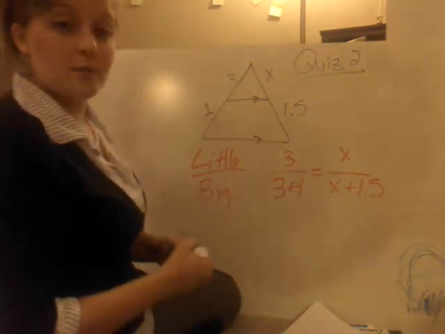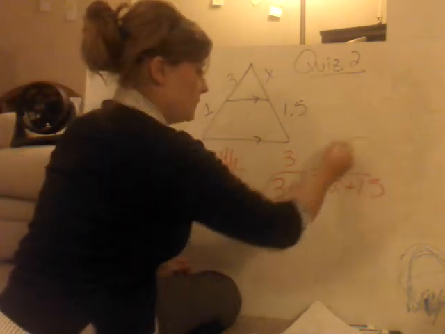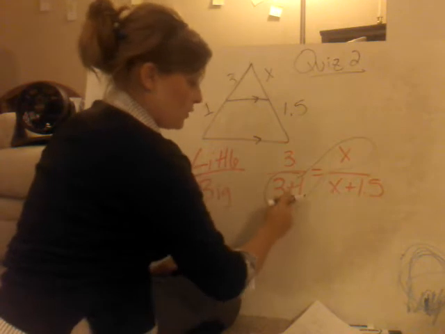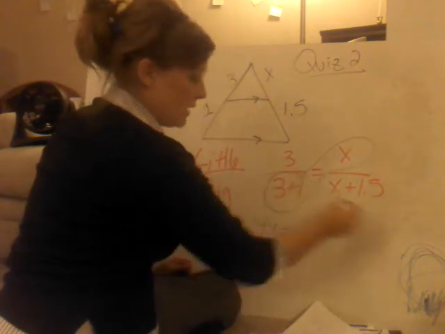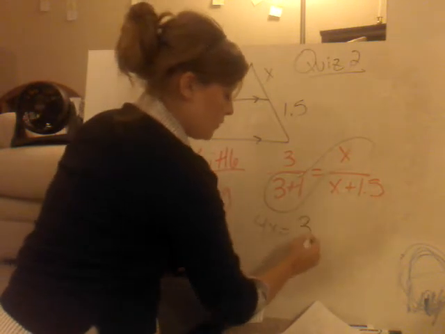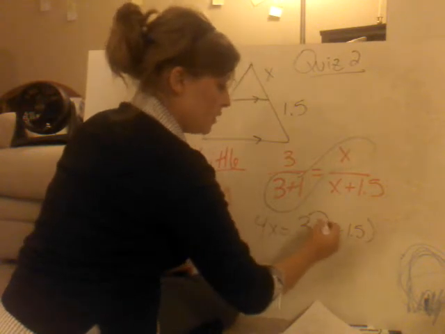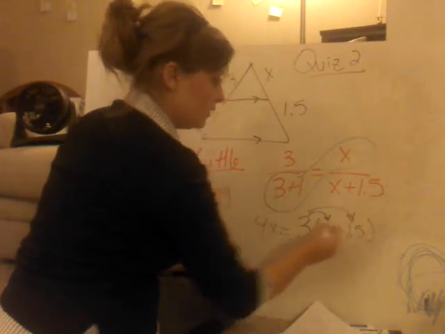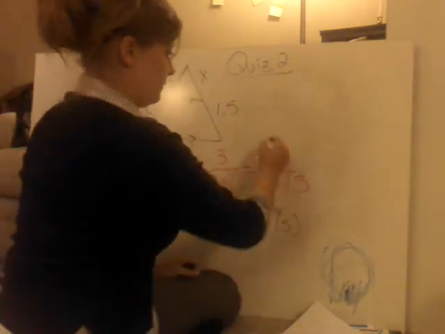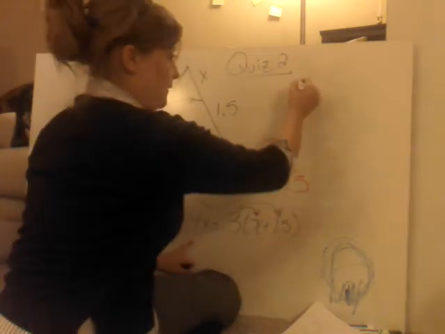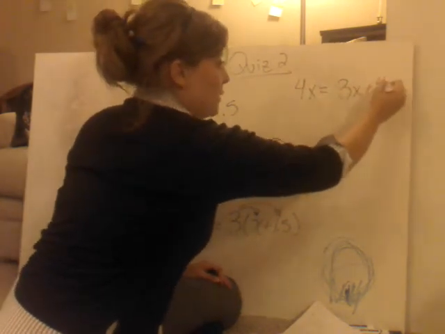Next, I'm going to cross multiply. Remember, cross multiplying, meaning take the bottom times the top over here. So this is 3 plus 1, which is 4. So I'm going to make it 4x is equal to, I'm going to do the same thing this way. So 3 times x plus 1.5. I'm going to distribute my 3. Shift this over. Like so. Alright, so now I have 4x is equal to 3x plus 4.5.